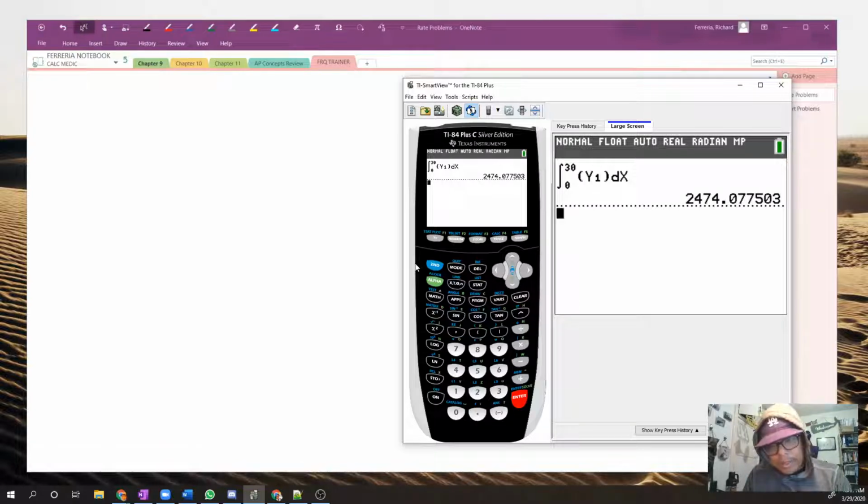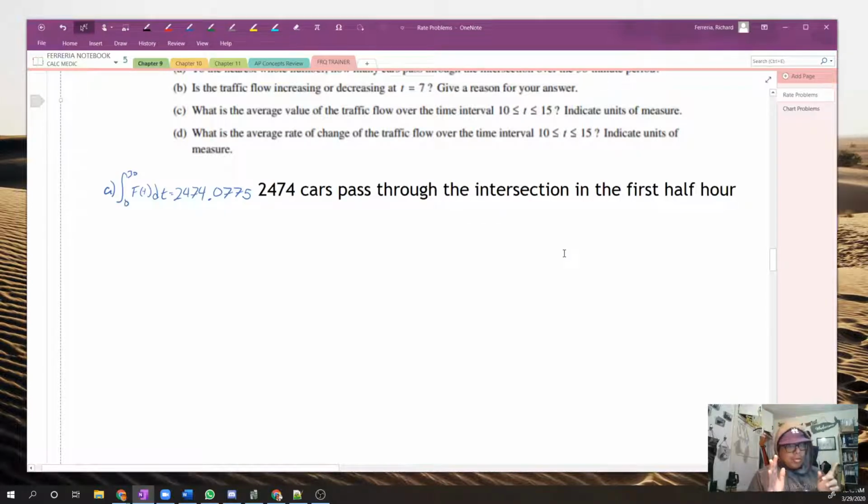Let's go write that down on our paper. There we go: integral, unrounded number, and a sentence to explain the work. 2,474 cars passed through the intersection in the first half hour.